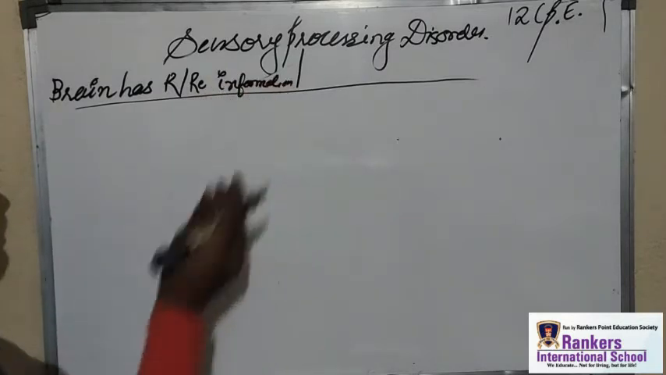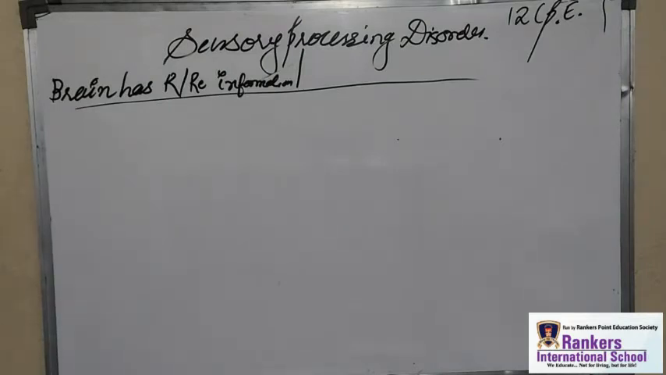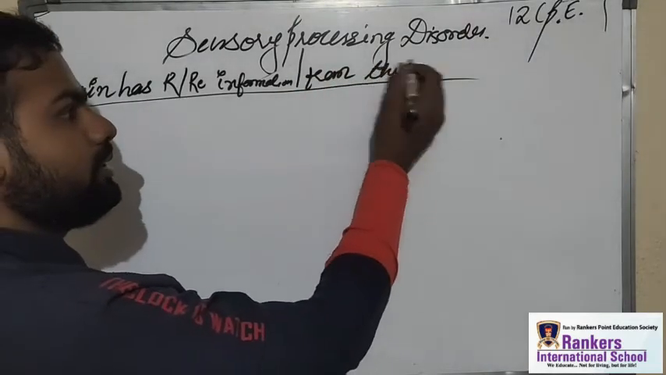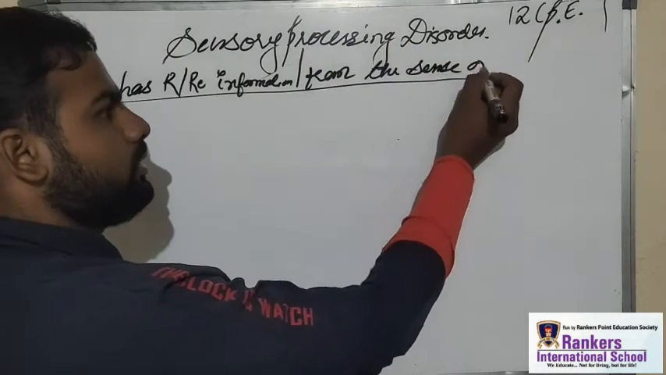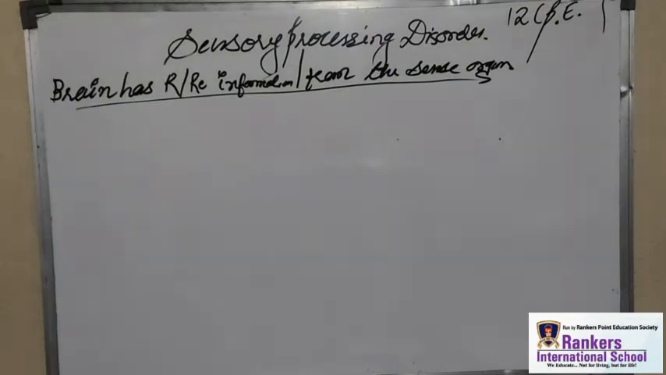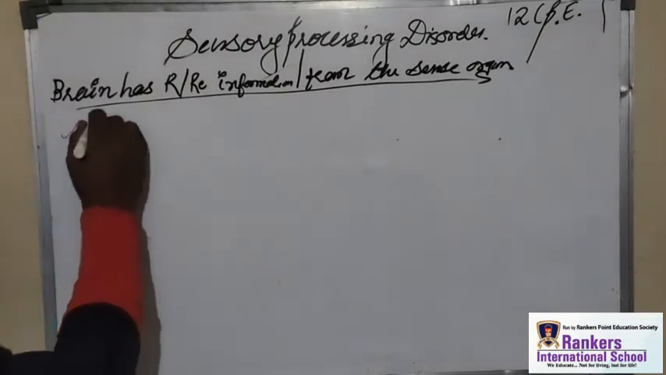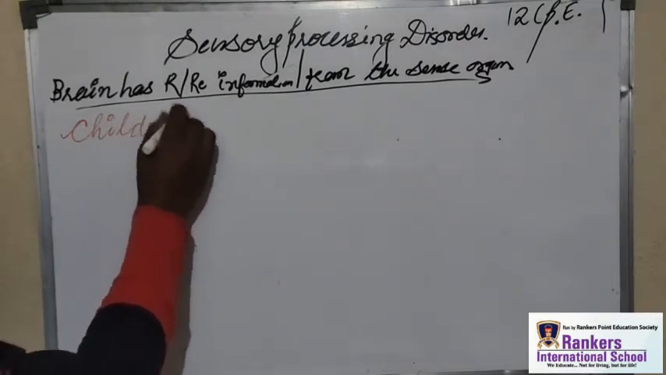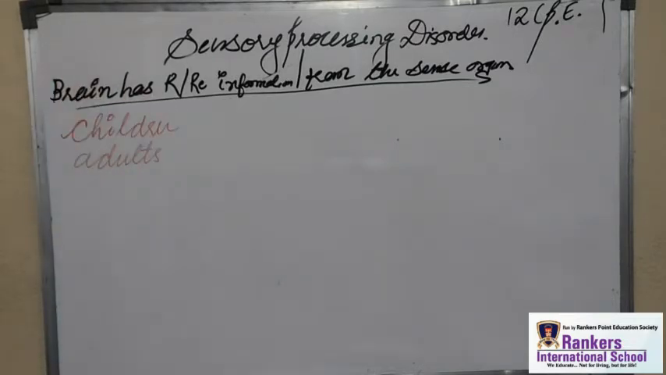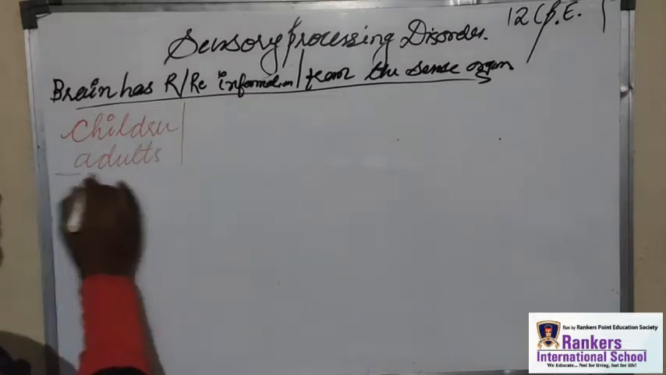Now, where is this information coming from? This information comes from the sense organs. The basic thing to understand is that this is an ongoing problem. It affects children, sometimes adults. Now the very important thing is to learn the symptoms of SPD.